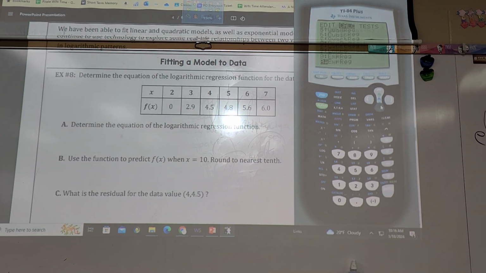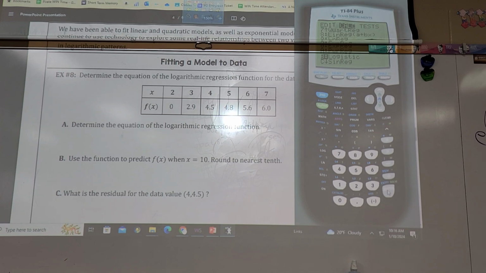Well, the x's are going up by like 1. That's log. All right. Do we need a frequency list? No. I don't know. What did I do wrong? Which one did you put? The wrong one, I think. Which one's the wrong one? I don't remember how to do this. Yep. It is the ln reg one. ln reg.